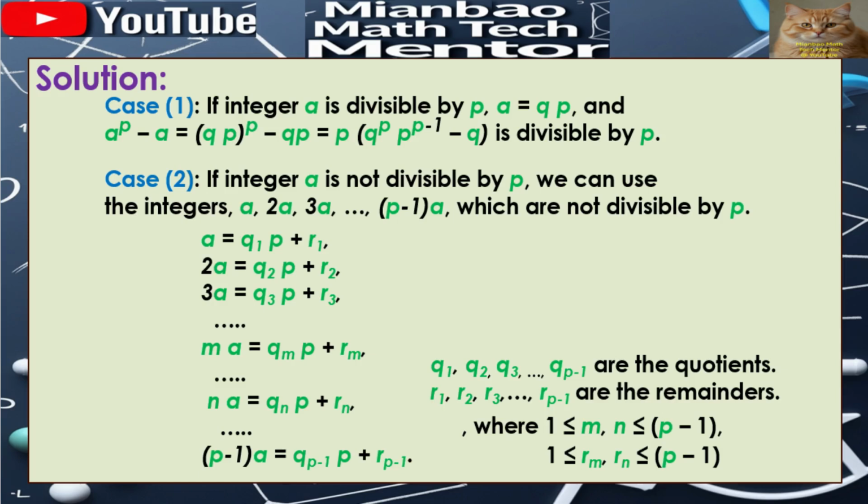q1, q2, q3, and so on, q(p minus 1), are the quotients. r1, r2, r3, and so on, r(p minus 1), are the remainders. Where m, n are equal to or greater than 1, and m, n are equal to or less than p minus 1. rm, rn are equal to or greater than 1, and rm, rn are equal to or less than p minus 1.